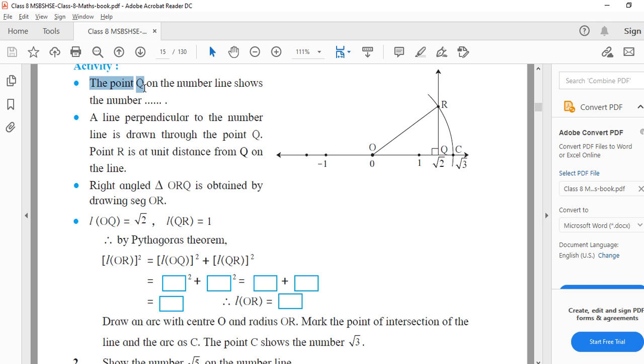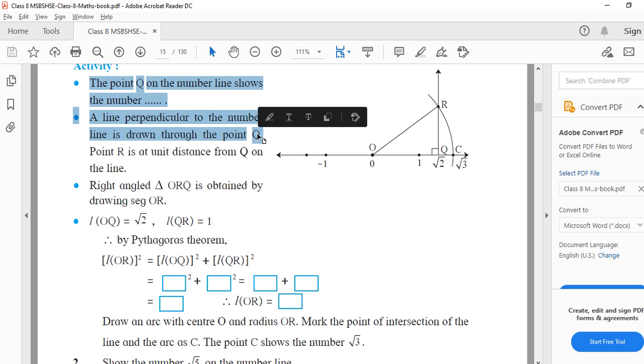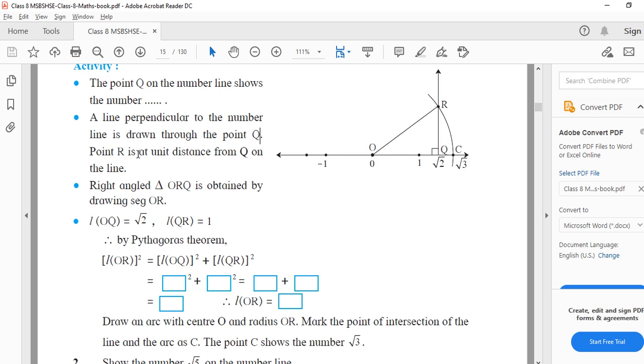So they have given something over here. A line perpendicular to the number line is drawn through point Q. Point R is at unit distance from Q. Unit means 1 basically. When they say a unit distance, that is 1. So this point R is at a distance of 1 from point Q. So the measurement of QR is 1. Let's see how we can solve this.